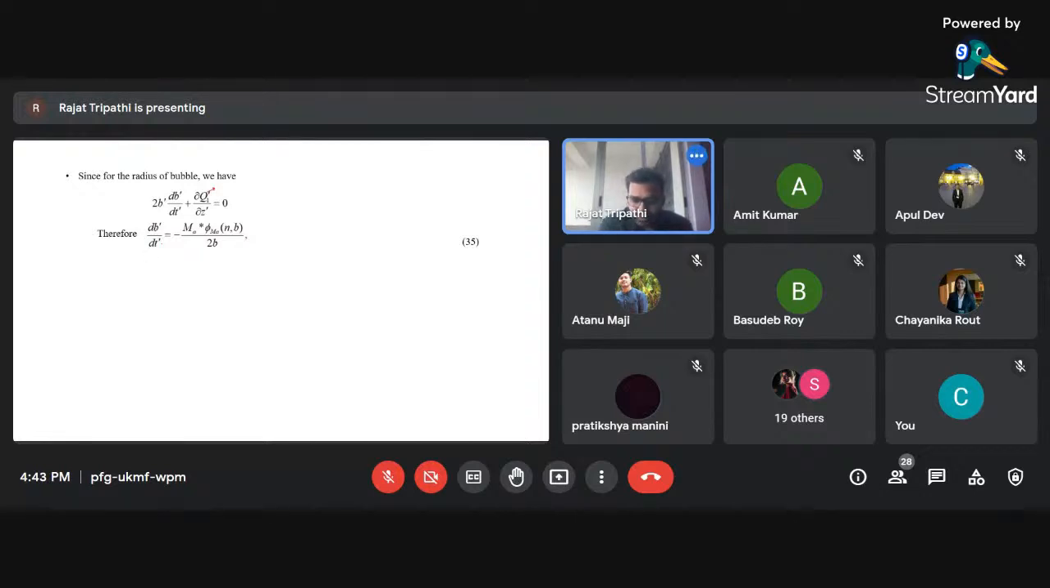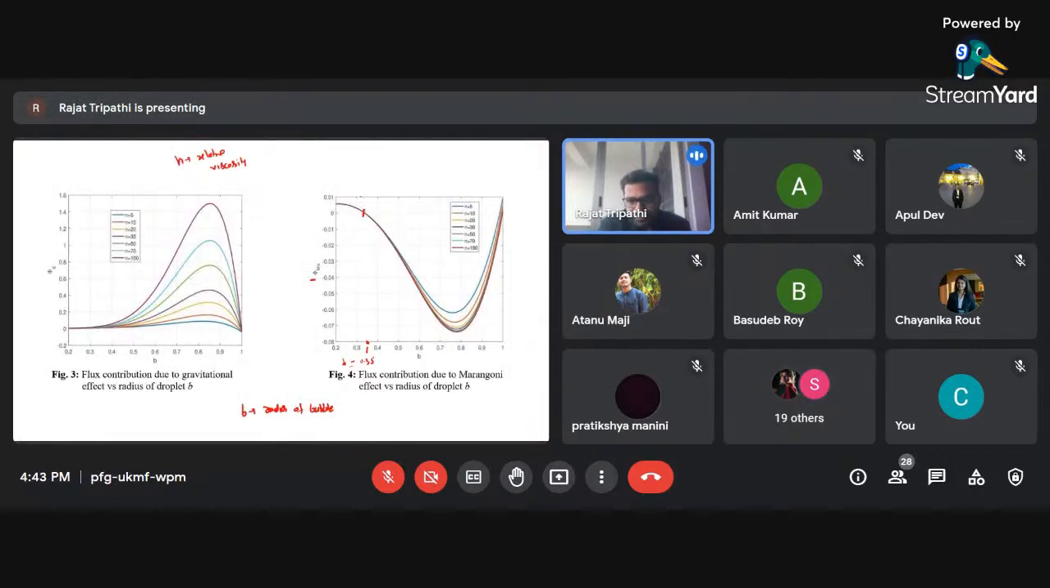If you again look at the graph of phi_Ma, we see that phi_Ma is only positive when b is less than this critical value. Let's say the critical value of the radius is 0.35, so b is less than 0.35, or let's say this is the critical value bc.